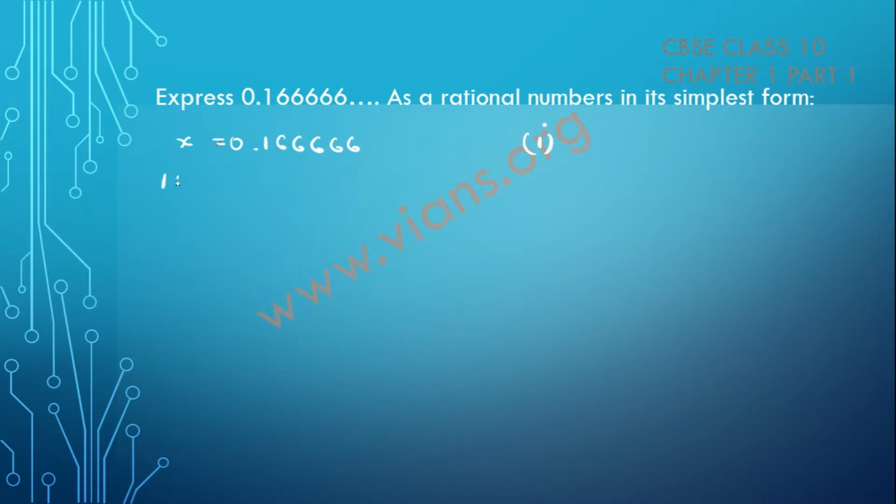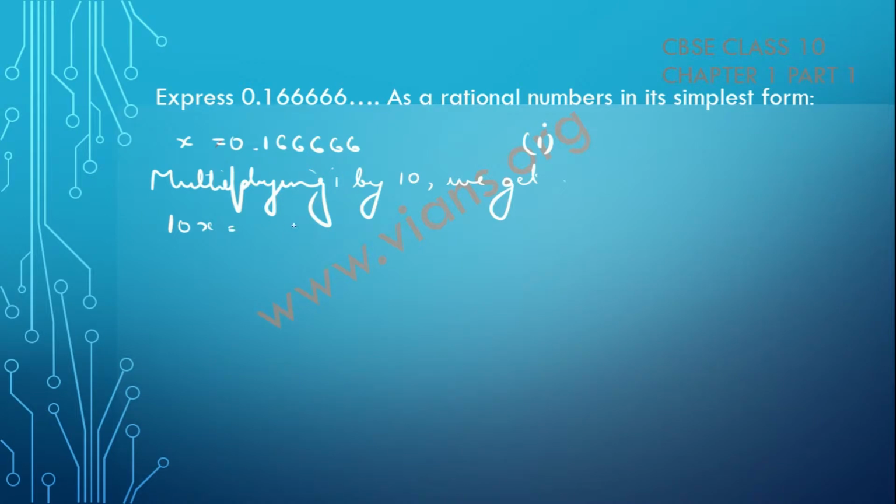Now let's multiply both these sides by 10. So what would that be? Multiplying equation 1 by 10, we get 10x is equal to 1.666666, and this is equation 2.